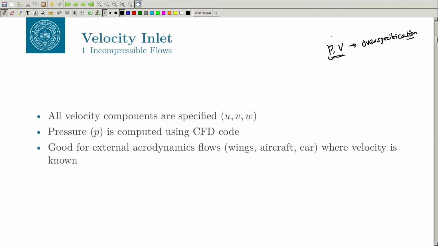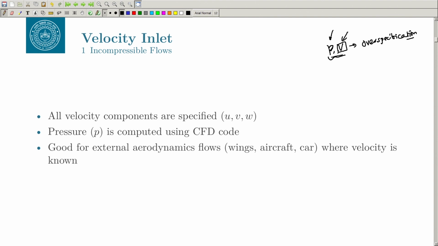If you specify the pressure, the velocity will be calculated by the CFD code to ensure that whatever pressure value you fixed is honored. On the other hand, if you specify the velocity, the pressure will be calculated by the CFD code in such a way that your fixed velocity, whatever value you are giving, is honored. But you cannot specify both. If you are writing a code, you should not give both pressure and velocity at either inlet or the outlet.